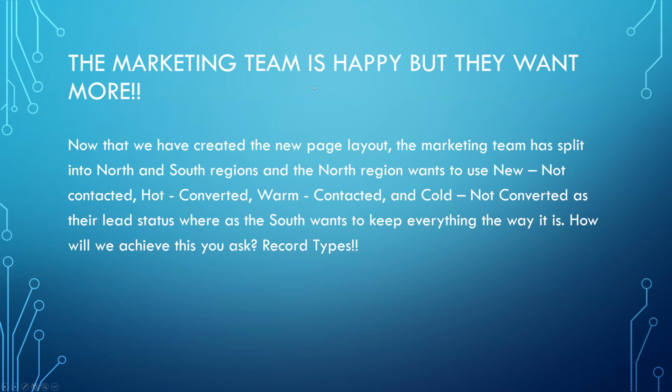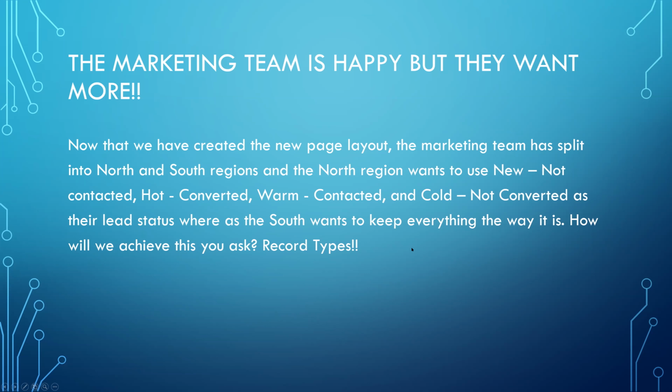So our marketing team's happy, right? They have the new view for the new team that they put together. But now the marketing team has split into the North and South regions. And the North region wants to use different lead statuses of new, not contacted, hot converted, warm contacted, and cold not converted as their status. South wants to go ahead and keep everything the way that it was normally. So how will we achieve this? We're going to have to use record types.